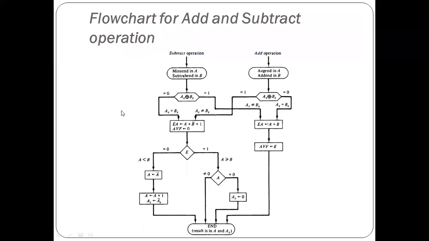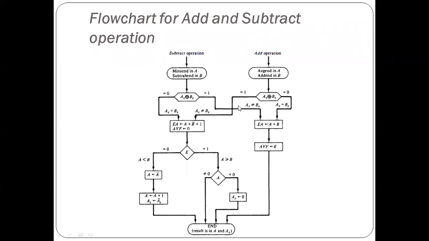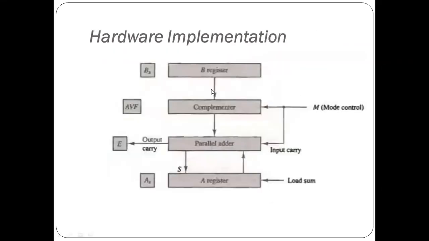So this is for addition and subtraction, and this is the hardware required. I have already mentioned previously: 2 registers A and B for storing the magnitudes, 2 flip-flops for storing the signs AS and BS, 1 parallel adder, 1 complementer, and 1 extra carry bit E for storing the carry, and one more flip-flop for storing the addition overflow flag. This is the hardware required for sign magnitude implementation.